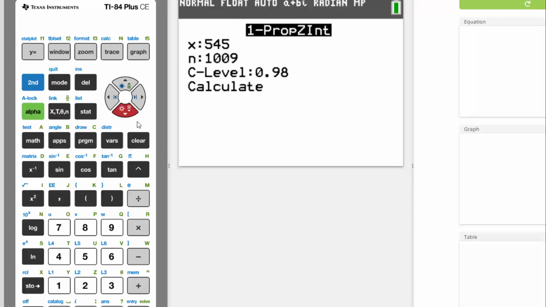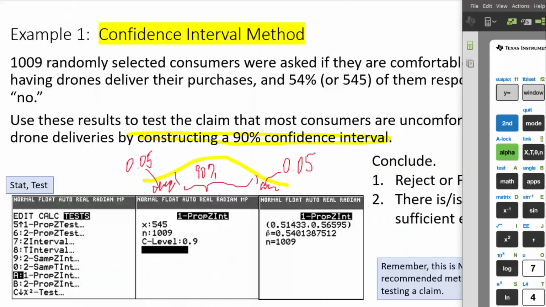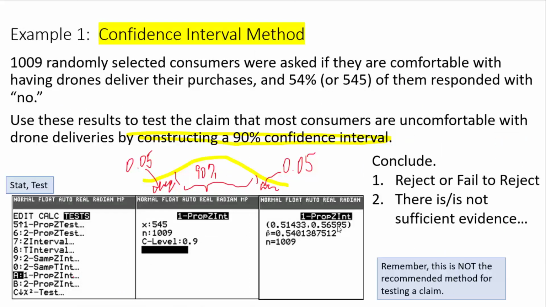Now on this particular one, I've worked it out for a different class or something, but we have 0.90. Then I go down to calculate. This is that last screen that you're seeing on this page. So again, we have p hat, which was given to us in the problem. That's the 54%. But these numbers are telling me what my interval is.